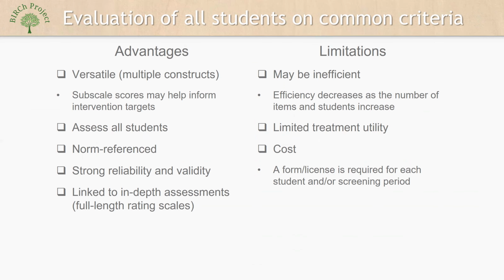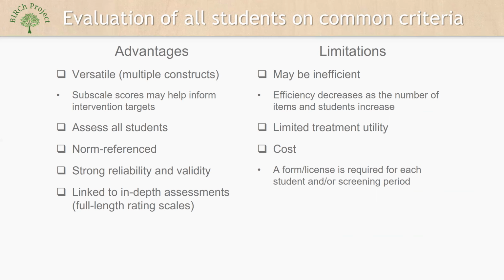With regard to these individual ratings, one of the main advantages is that they use multiple constructs. So these individual rating scales can assess a wide range of constructs depending on what your school community is interested in. You may focus on strengths, problems. The subscores inherent in these rating scales help you target intervention towards more specific problems.